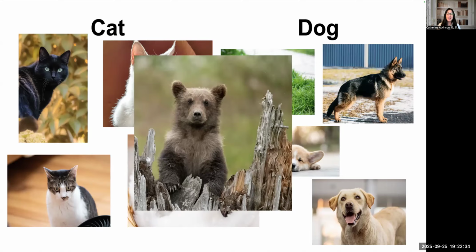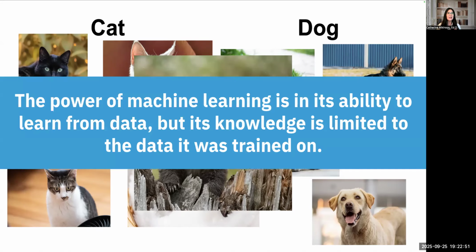So if we were training cat versus dog, but the AI gets that picture, it has to think because it's not obvious. Is it a cat or a dog? It might say it's a cat, it might say it's a dog, or it might say, I don't even know what it is. So the point is the power of machine learning is in its ability to learn from the data, but its knowledge is limited to the data it was trained on. So it's only as good as the data that it has to use.